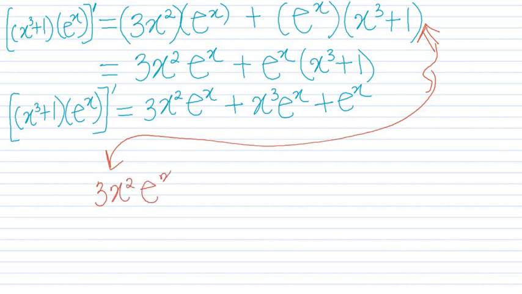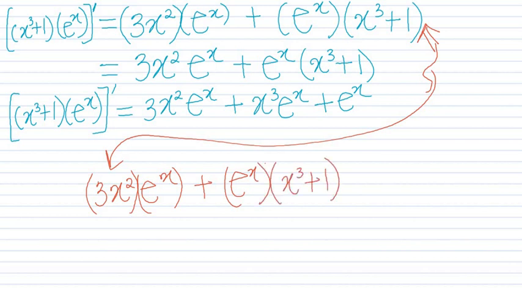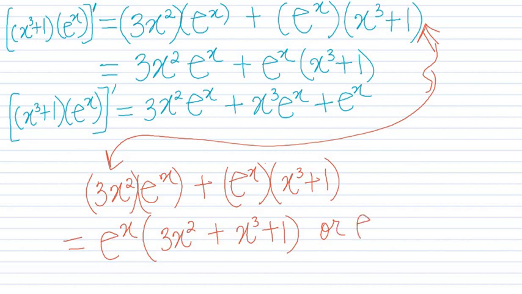If there's a common factor, which is e to the x, multiplied by x cubed plus 1, right? All you have to do is bring out e to the x. Same thing here, just saying e to the x multiplied by 3x squared plus x cubed plus 1. Or you can just say e to the x, and then you put x cubed first since it has the highest power, plus 3x squared plus 1. Yay! So this is the answer.